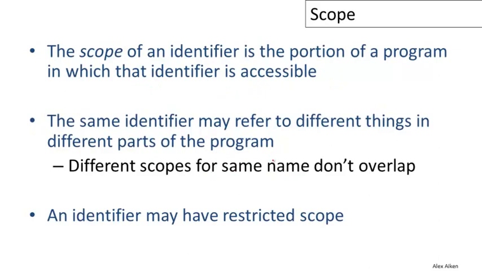So these two examples illustrate the idea of scope. The scope of an identifier is that portion of a program in which the identifier is accessible. Just notice that the same identifier may refer to different things in different parts of the program. And different scopes for the same name can't overlap. So whatever the variable x, for example, means, it can only refer to one thing in any given part of the program. And identifiers can have restricted scope. There are lots of examples, and I'm sure you're familiar with them, of identifiers whose scope is less than the entire program.